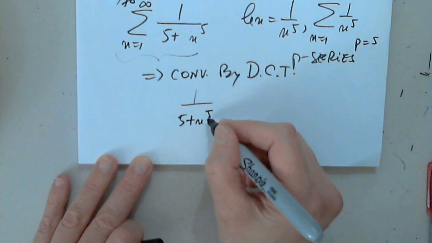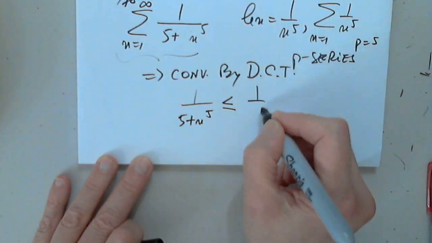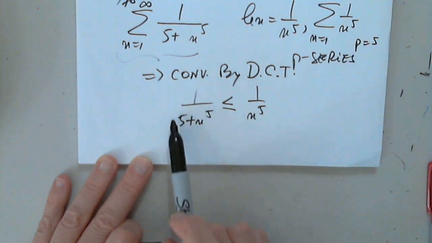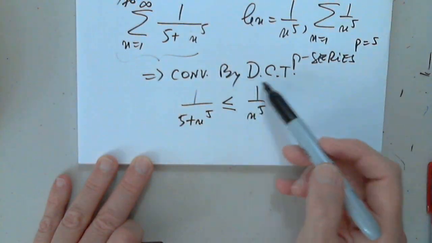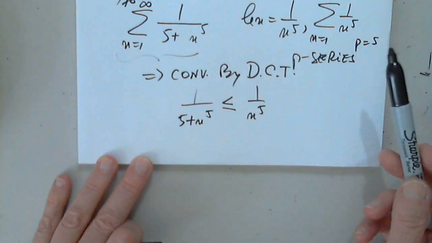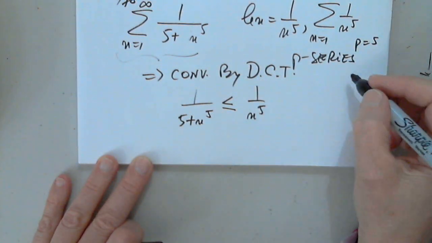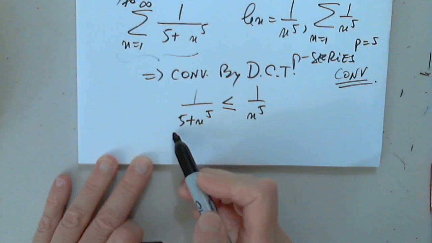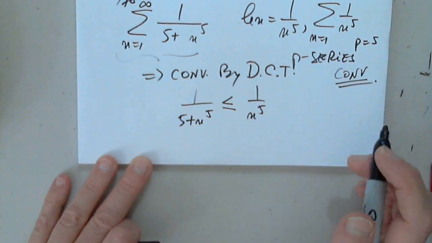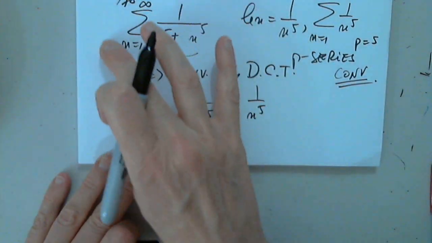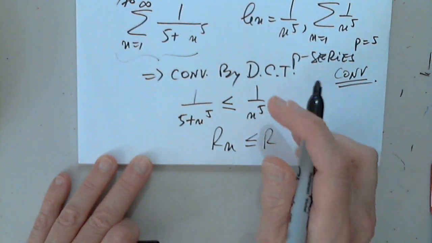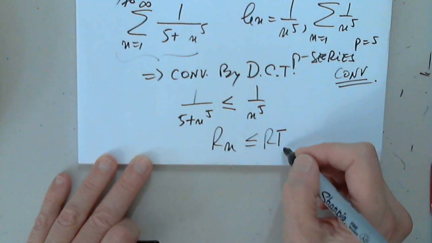So 1 over 5 plus n to the 5th, this is definitely less than or equal to 1 over n to the 5th, because this is a bigger denominator, so it has to be a smaller fraction. So by the direct comparison test with this that is the bigger and is convergent, then the smaller one has to be convergent by the direct comparison test. Okay, in the next step, we know that the remainder of this with 10 must be less than or equal to the remainder, oops, I meant to write T, the remainder of this with 10.